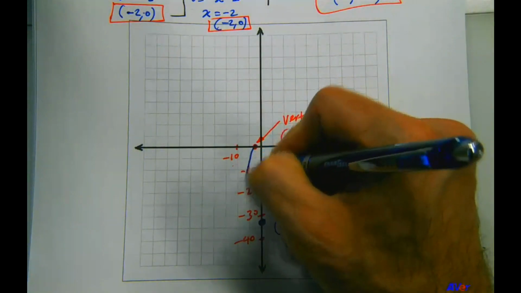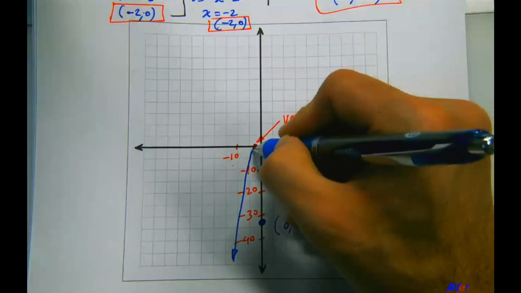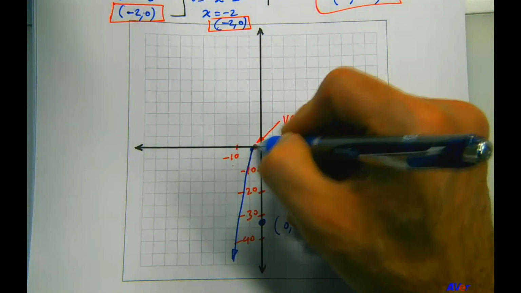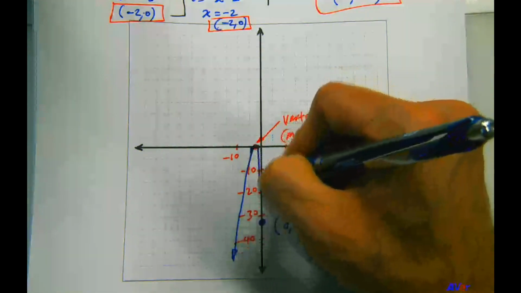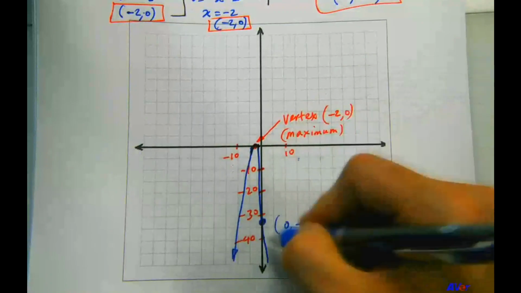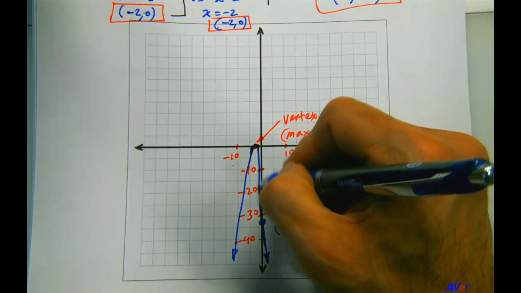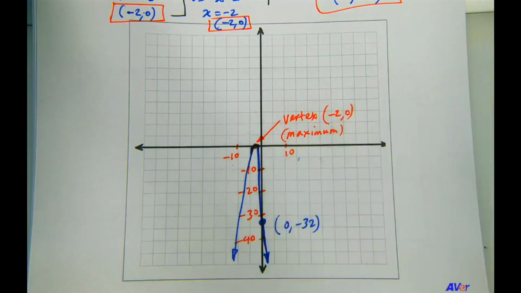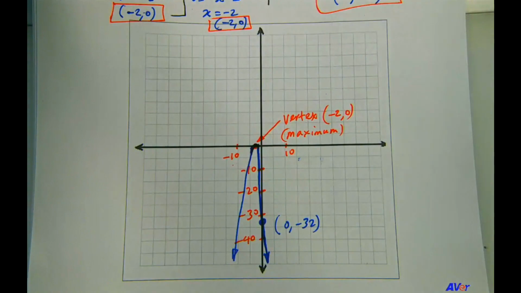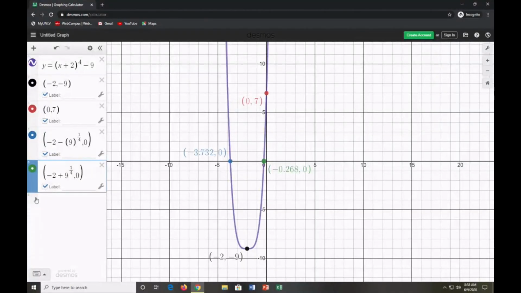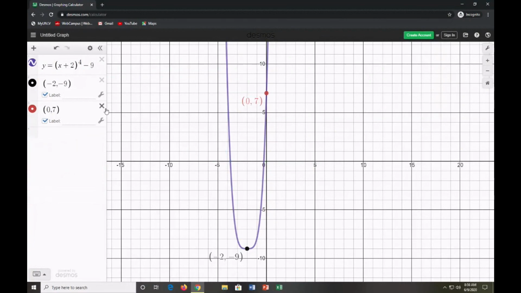I'm going to draw it like that, but there should be a flattening here because this is to the 4th power, the original function, and then we'll come down here and go through the y-intercept like that. Okay, this is as best as I can draw this manually, like that. Okay, so let's go to the computer for a more pleasing graph. So I'll just clean this up first.